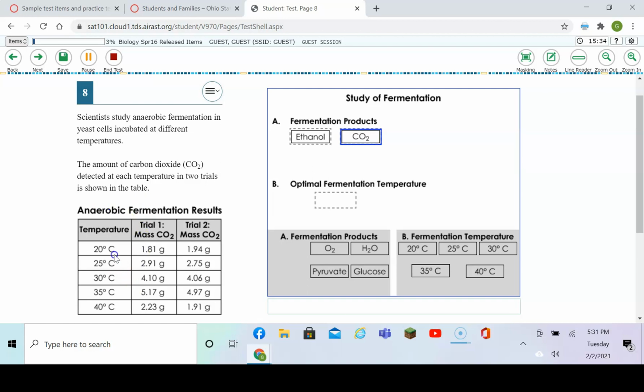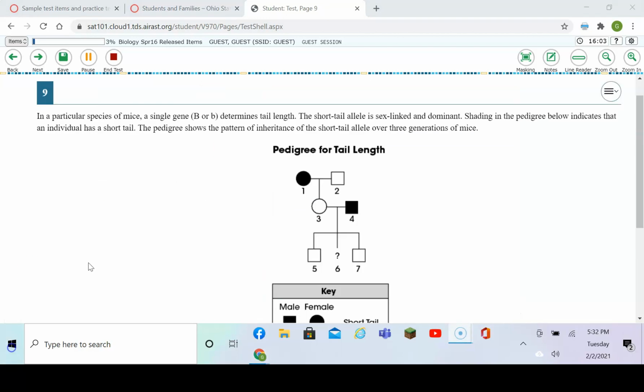Now, we've got to look over at the chart. We see the temperatures. Now, where's the most? Because it says optimal fermentation temperature. Well, we just have to look at the temperature. It's making the most carbon dioxide, and we can see that's 35 degrees Celsius. See? Not that hard. Okay, now we're going to have a question on the pedigree chart.